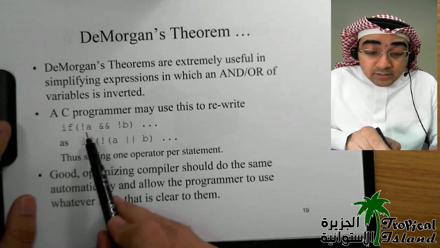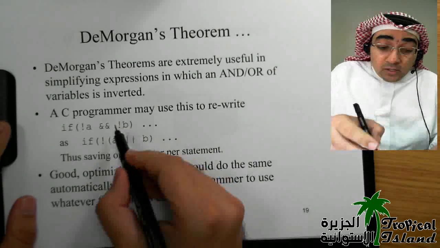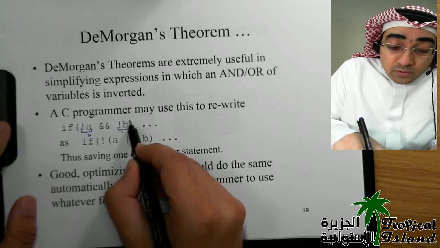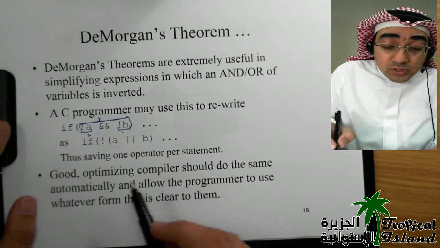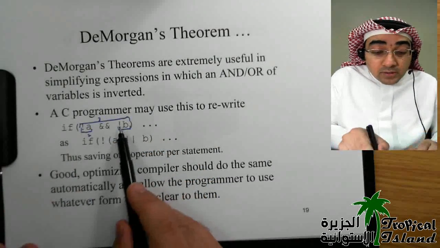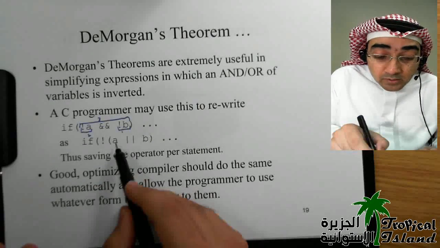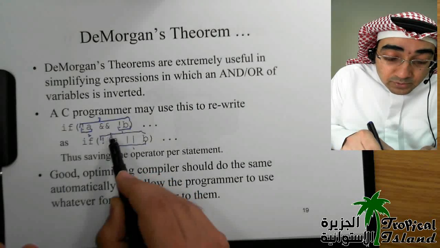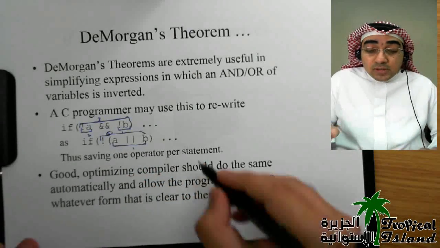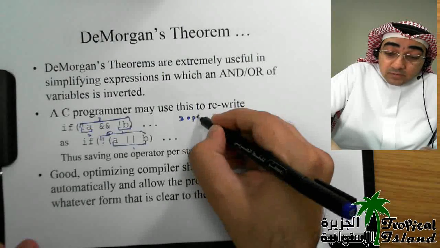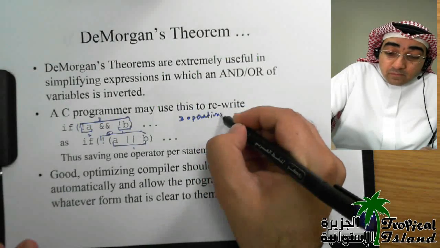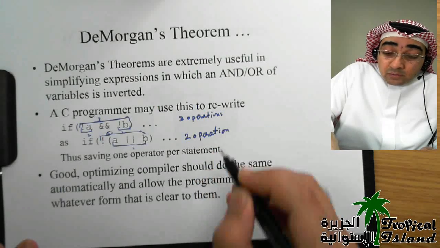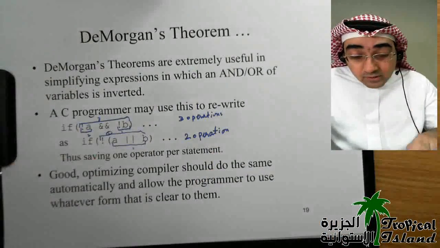For example, if you had not A and not B, you have 1 operation over here, 1 operation over here, this is 1, this is 2, and then you have this as the 3rd operation. If you use the DeMorgan law and you take the not out, then you will have A or B. This is the first operation, and then the result of this will be negated. This is the second operation, so you have 3 operations here and 2 operations.